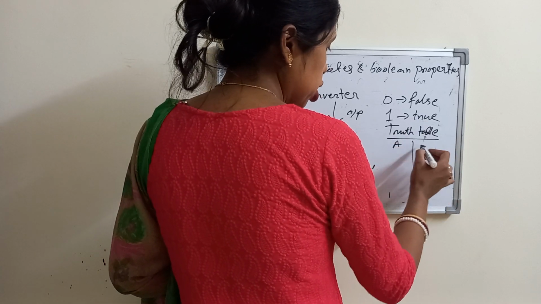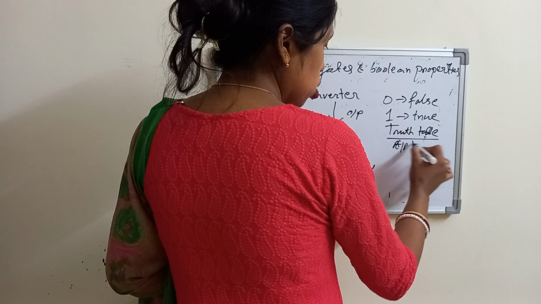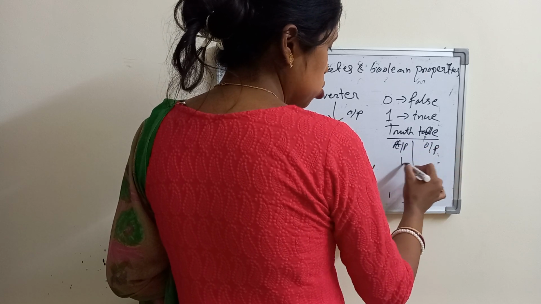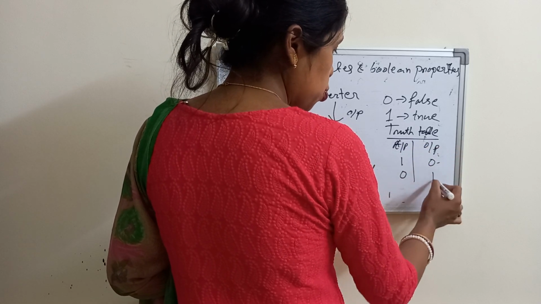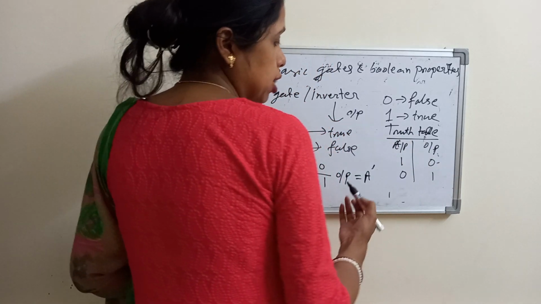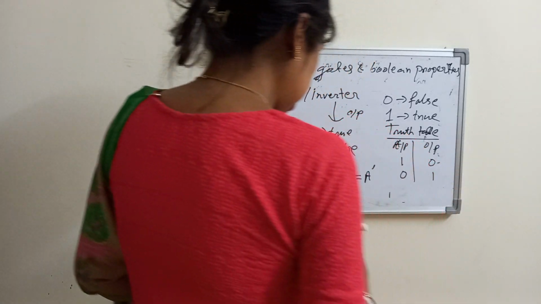Here you are giving the input, here it is the output. If the input is 1, the output will be 0. If it is 0, the output will be 1. Input I am writing on this side, output on that side.